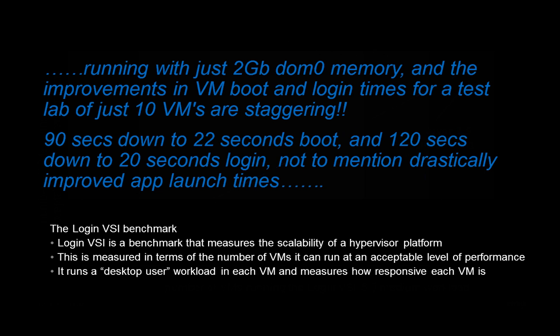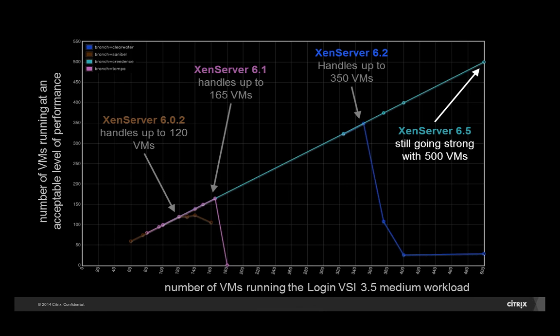So if I take that concept through to the next slide, this graph shows how we've managed to use these test cases to emulate real user behavior to actually improve the product year on year, release on release. So the idea of Login VSI here on this graph is to show on this vertical axis the number of VMs that are started and are running well. And on the horizontal axis, we've got the number of VMs that are running.